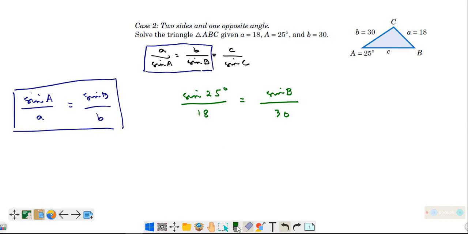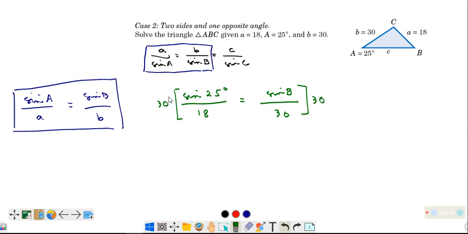Ang haba ng solution. So now, all we have to do is to isolate sine B. Paano natin maia-isolate si sine B? Dapat wala na siyang kasama. So, tatanggalin natin si 30. We can do that by using multiplication property of equality.